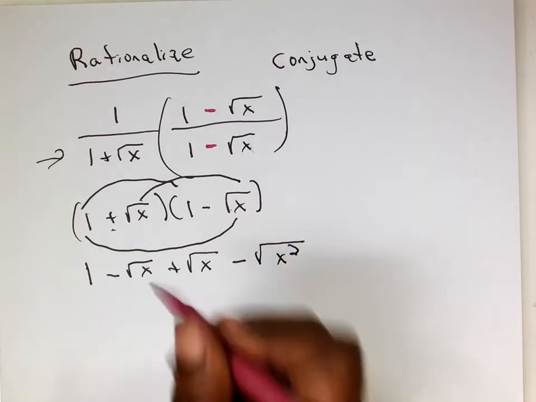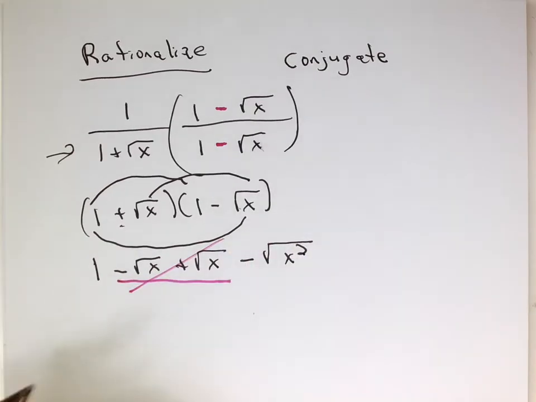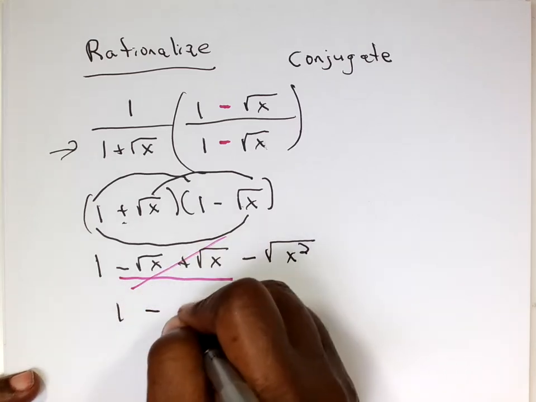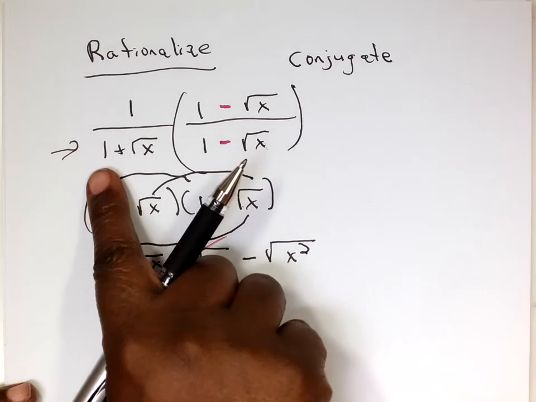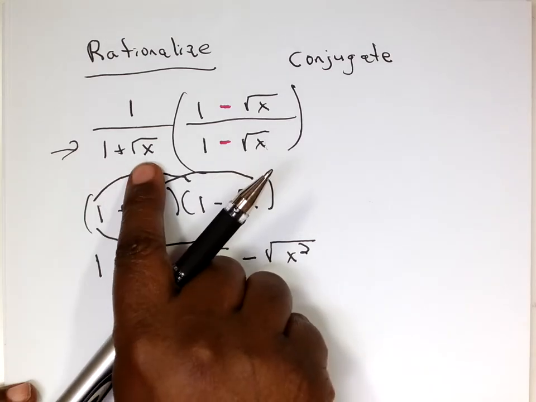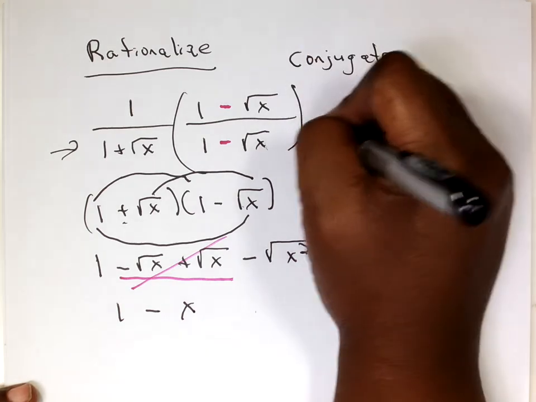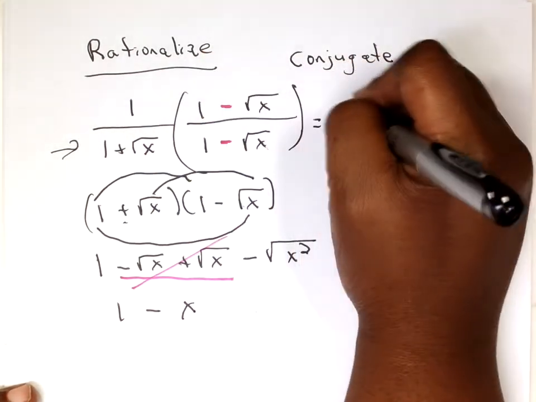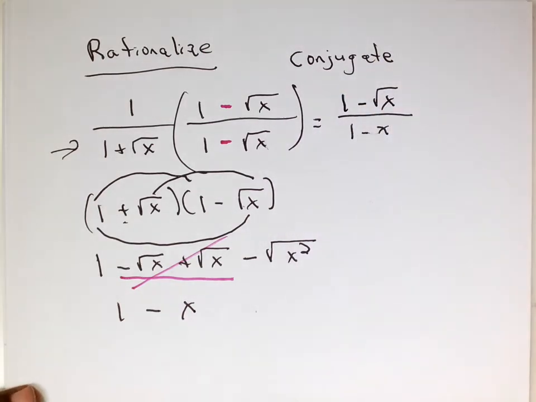And we can see these two terms are going to cancel each other out. And we're squaring the last term, so we end up getting just negative x. So this simplifies to 1 minus x. The shortcut is take this term, square it, minus this term squared. So you don't have to actually do all this FOILing out. So 1 minus x, and then multiply out the numerator, and that is rationalized.